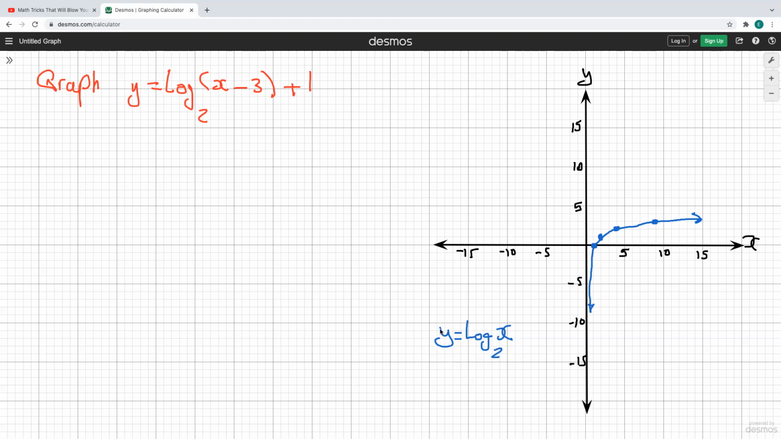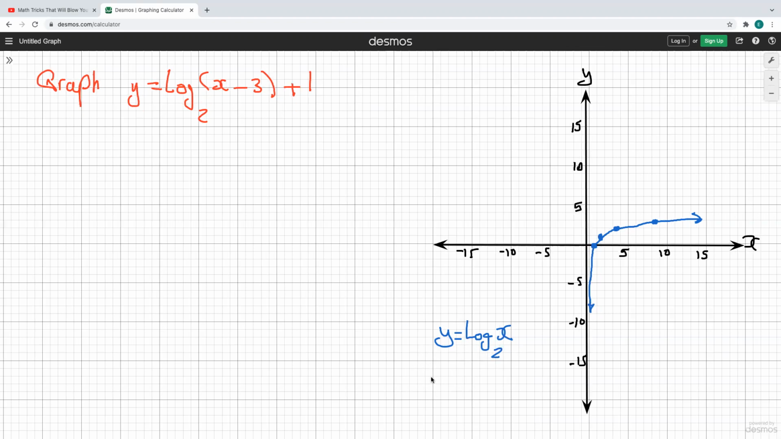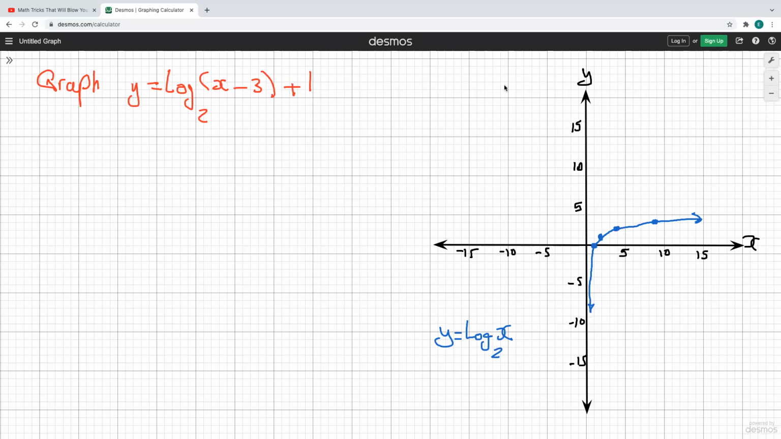The first thing that you should know about this graph is the domain. So the domain is x is greater than 0. As you see, this graph here gets very close to the y-axis, but it never touches it. So that's why the domain is x is greater than 0.